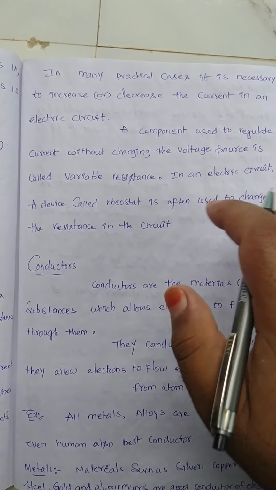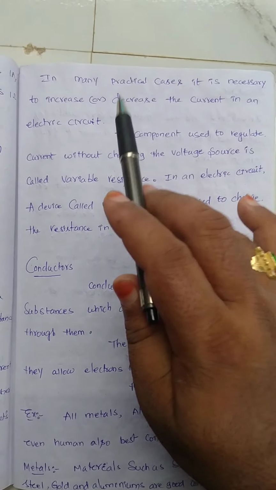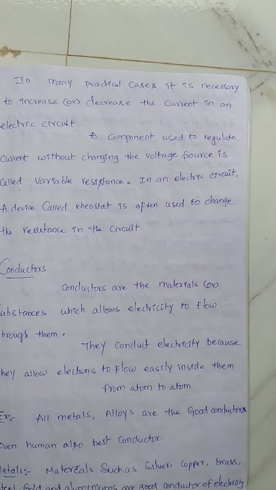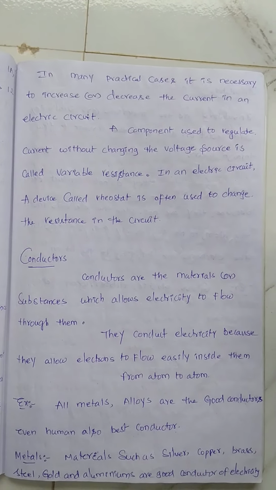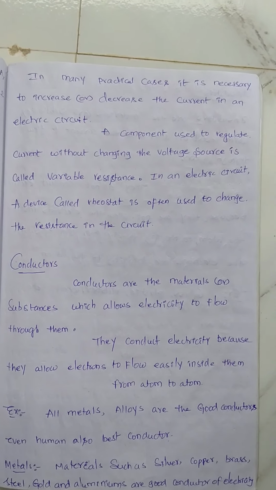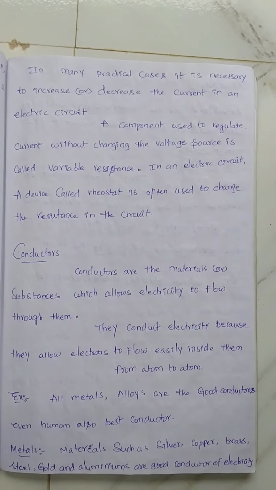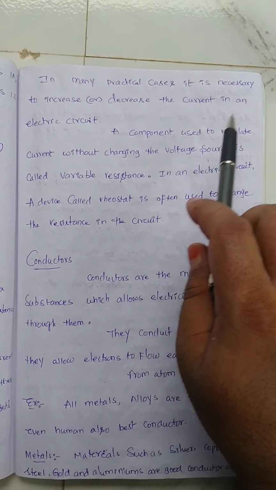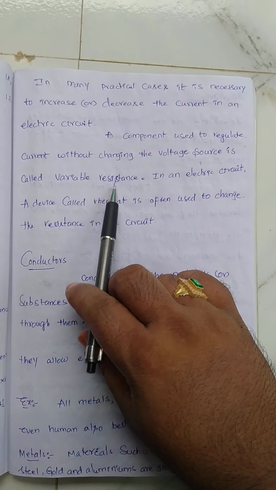Now I will discuss. Before that, in many practical cases, it is necessary to increase or decrease the current in an electric circuit. In some cases it will increase, in some cases it will decrease. But if the current is regulated while the voltage remains constant, in those cases we use a rheostat. A component used to regulate current without changing the voltage source is called a variable resistance or rheostat. Variable resistance is also called rheostat.